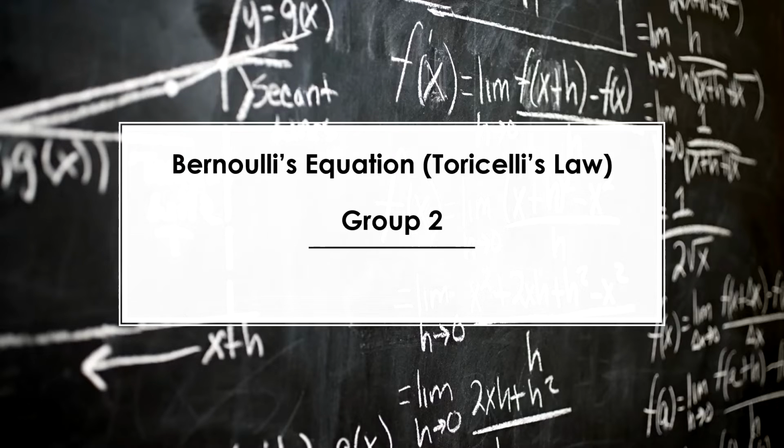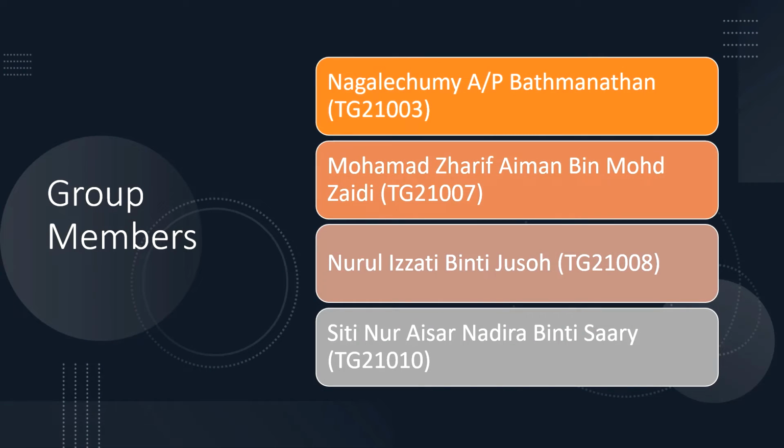We are from Group 2 and will present the Bernoulli's Principle experiment. I am Nagalechumy Bathmanathan, metric number TG21003, and I will explain the objective, introduction and theory of the experiment.